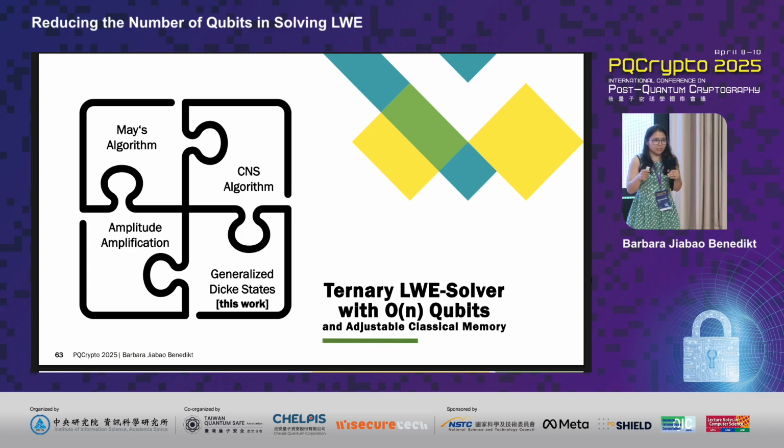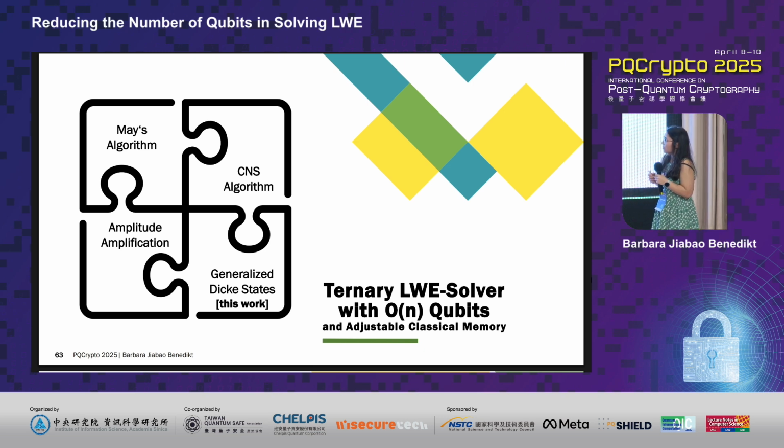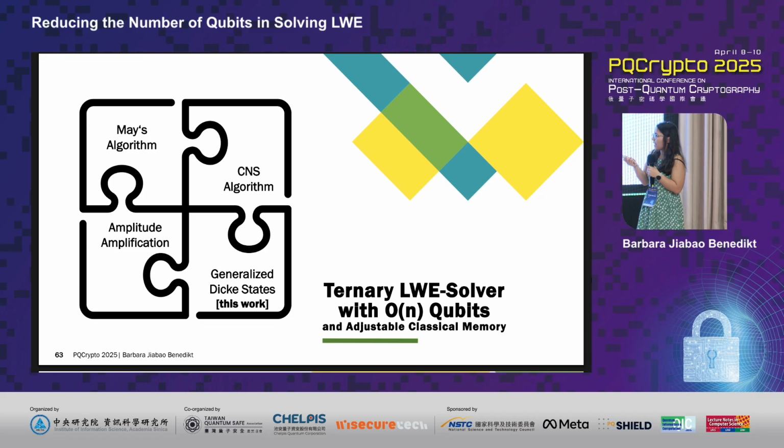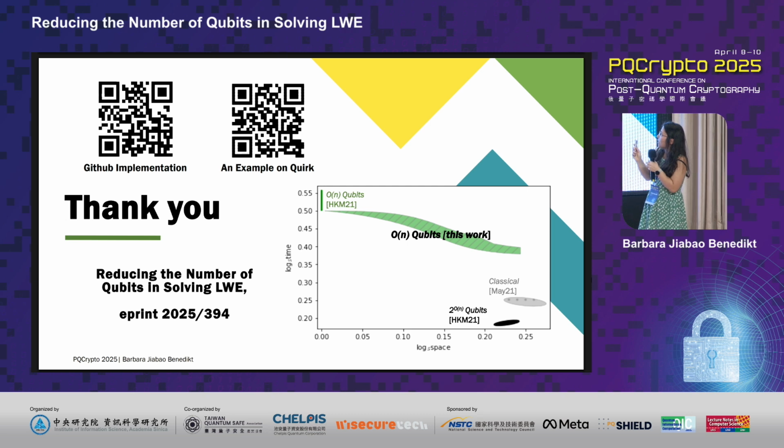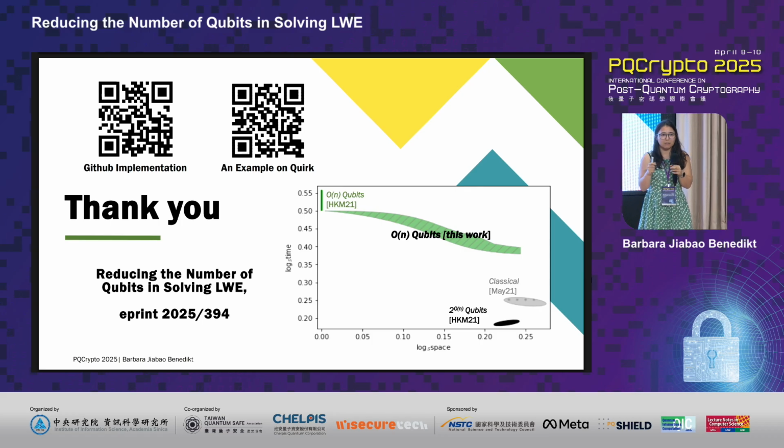Okay, this was just a very quick overview of how we can prepare the Dicke states. To wrap it up, we looked behind every puzzle piece. We have got an overview of the ternary LWE solver. Especially, we looked at how we can prepare the Dicke states. And if you find that interesting, I would like to invite you to scan both QR codes. Then you can find a Qiskit implementation and also a web page with a circuit implemented in Quirk where you can play around with the circuits. Okay, this concludes my talk, and thank you for listening.